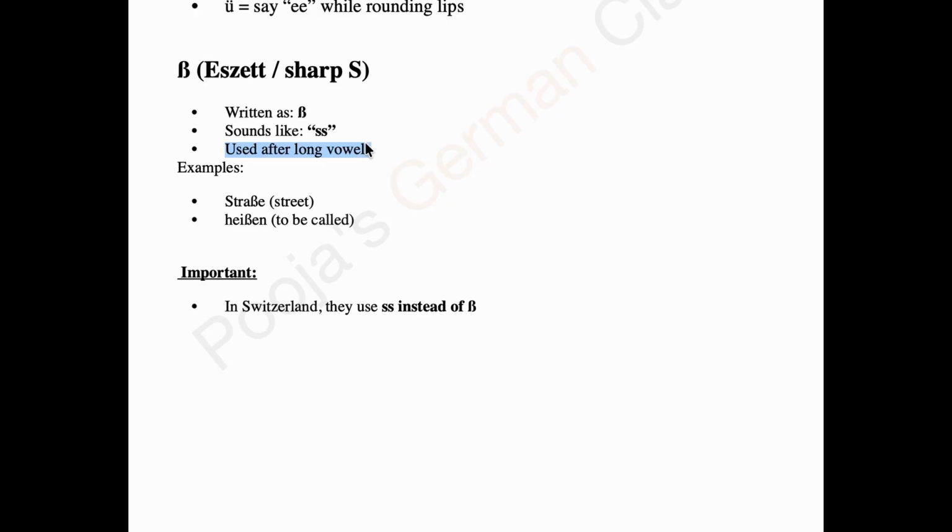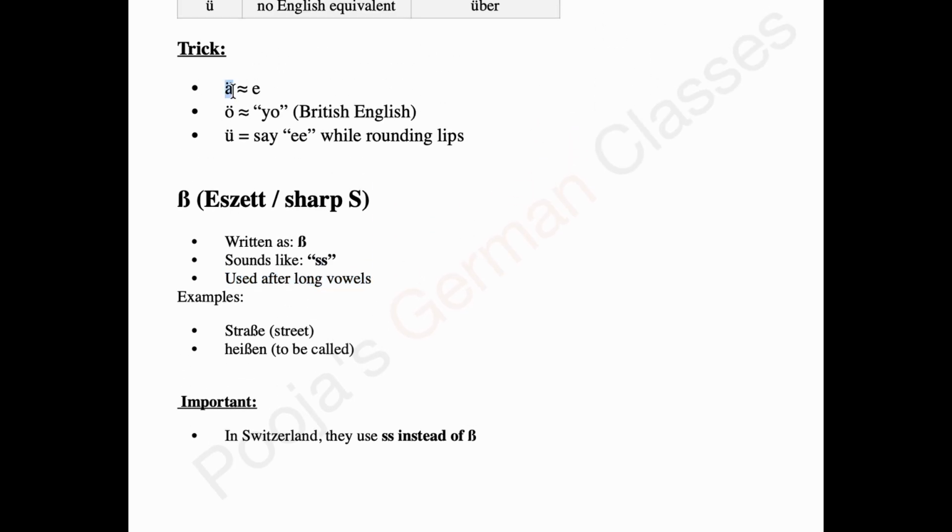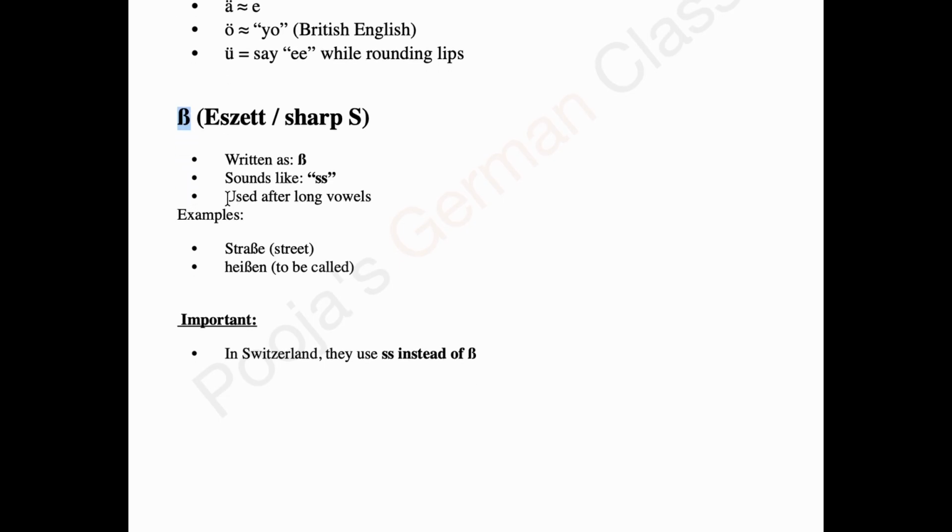Now what does it mean? Long vowels means a, e, i, o, u. These are also vowels: a umlaut, o umlaut, u umlaut. But after these three letters, you cannot put sz. This is also a grammatical rule in the German language. So it is only used after long vowels.